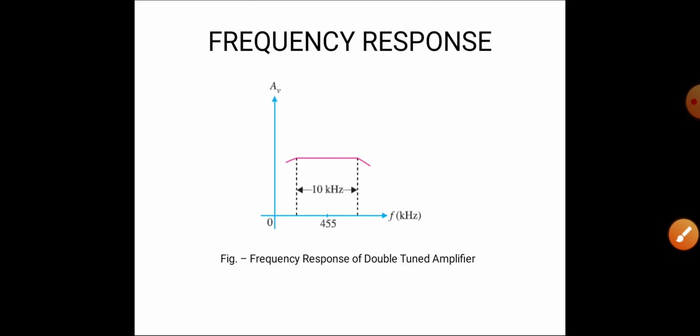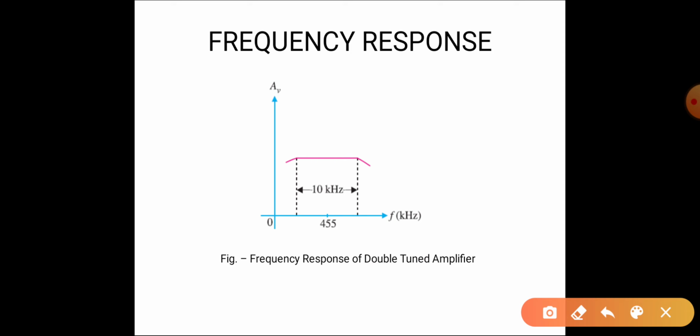So this is the frequency response of the critically coupled double tuned circuit. This is the frequency in the range of kilohertz. So don't take this 455 as hertz, it is in kilohertz. So 455 kilohertz is the resonant frequency, you can say FR. This is the voltage gain along the y-axis, that is AV, and here is the frequency along the x-axis.